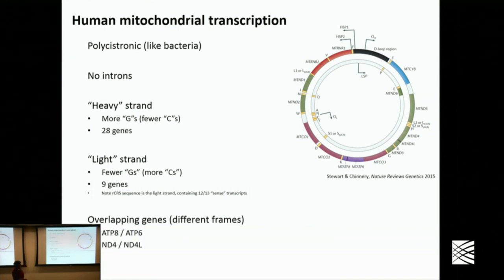And interestingly, there are 2 pairs of overlapping genes. So one little locus actually codes for 2 different proteins depending on where you start. So this is all to show you that the 16 kb molecule is jam-packed with information. Almost no base here is not being used for some information purpose.